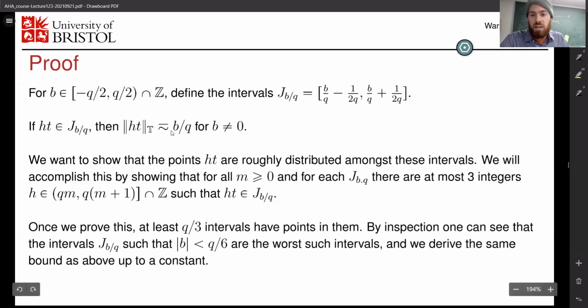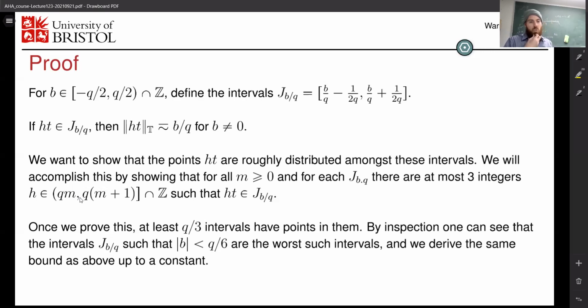Okay. So the main goal here is to prove that there are at most 3 integers that can land us into any of these intervals, j of b over q. And that's at most 3 integers in any window in the integers of width q.